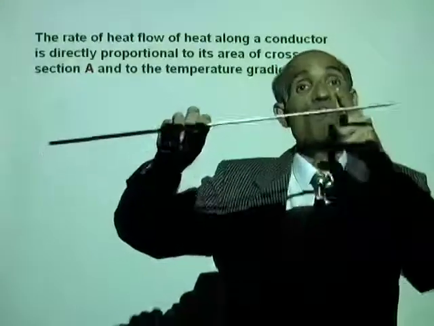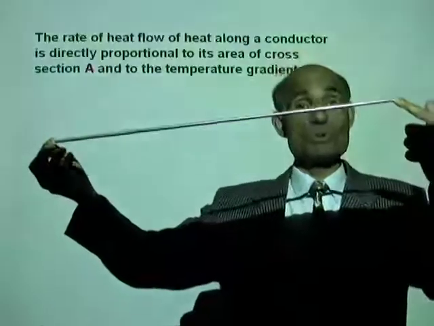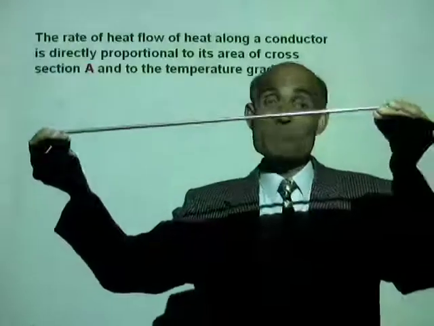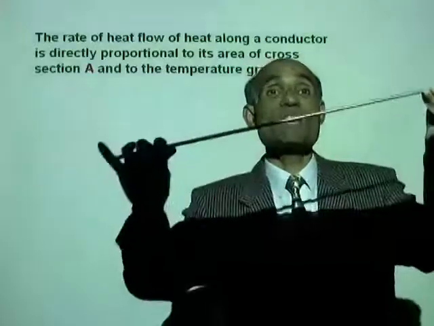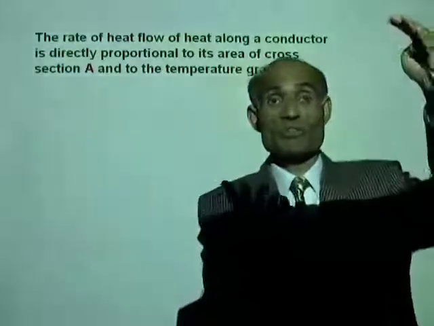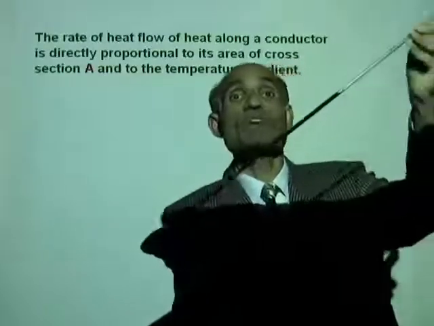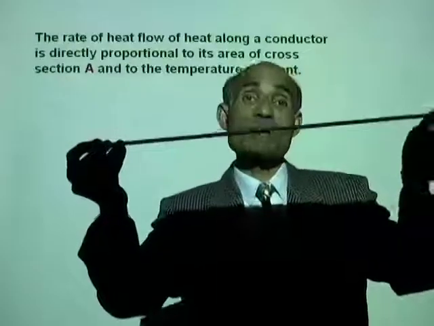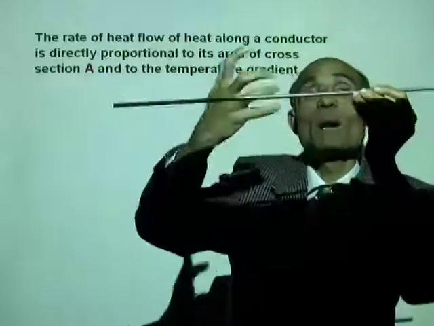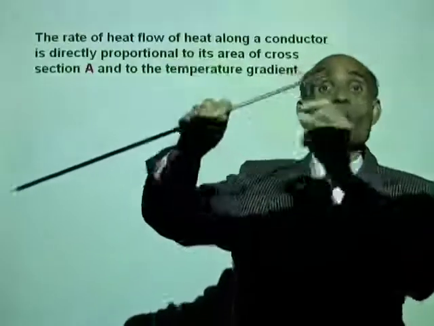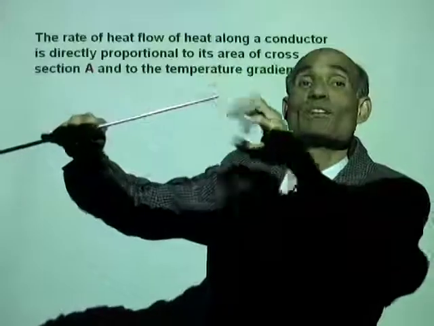Now, heat will flow faster if the two ends of a conductor are at two different temperatures. Is that right? If the temperature difference is high, heat will flow at a faster rate. In the same way as water will flow much faster if the height difference is very high, if the temperature difference is very high, the heat will flow along a conductor much faster. Also, the amount of heat flow depends on the area across which the heat travels.